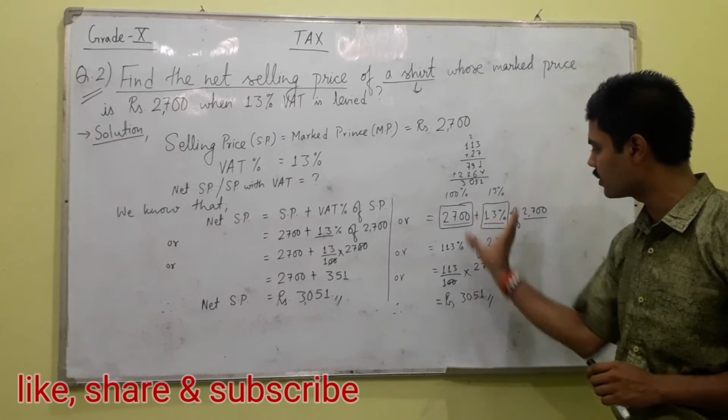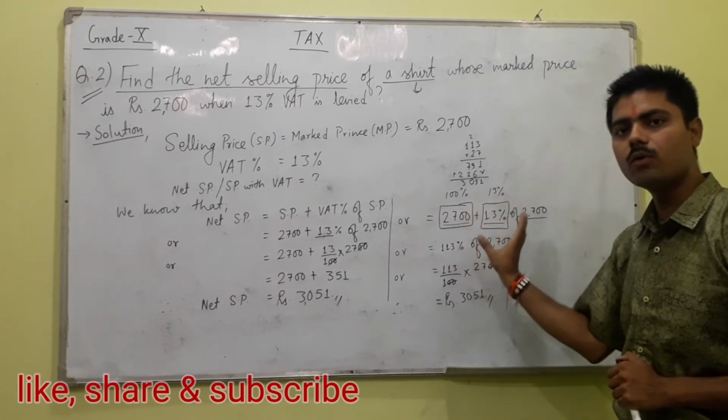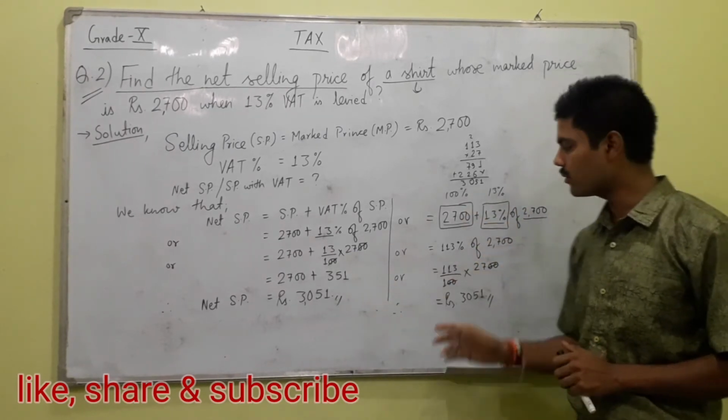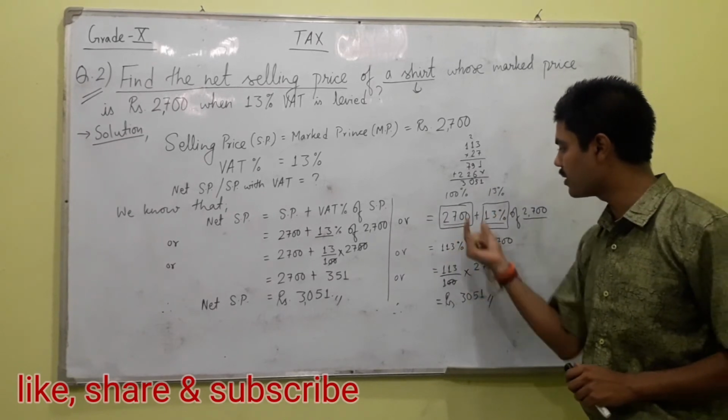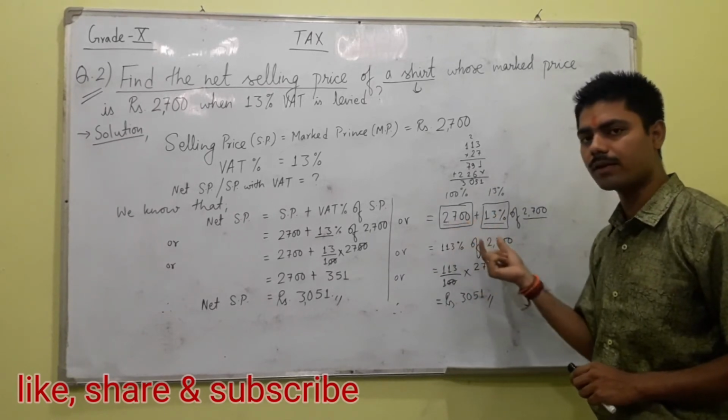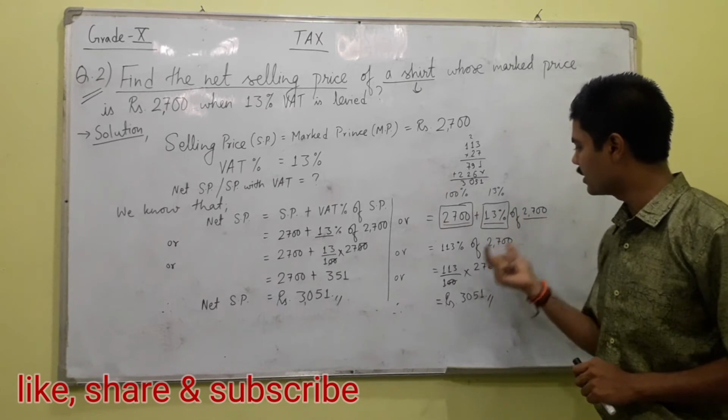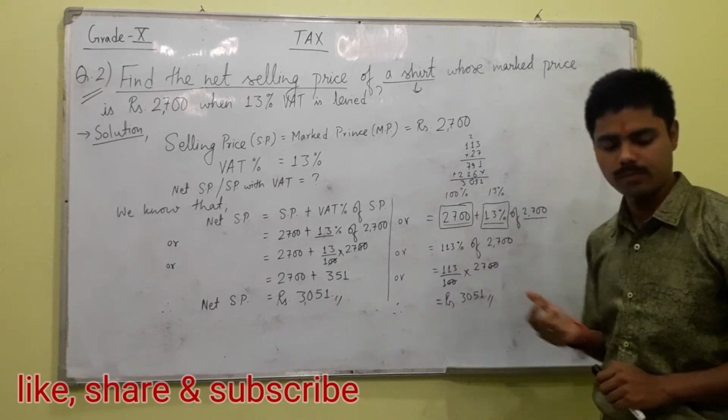This topic, the way of solution will be easier than this way, because when we find the variables, in place of 2700, if there will be x, then this process will be easy to solve.